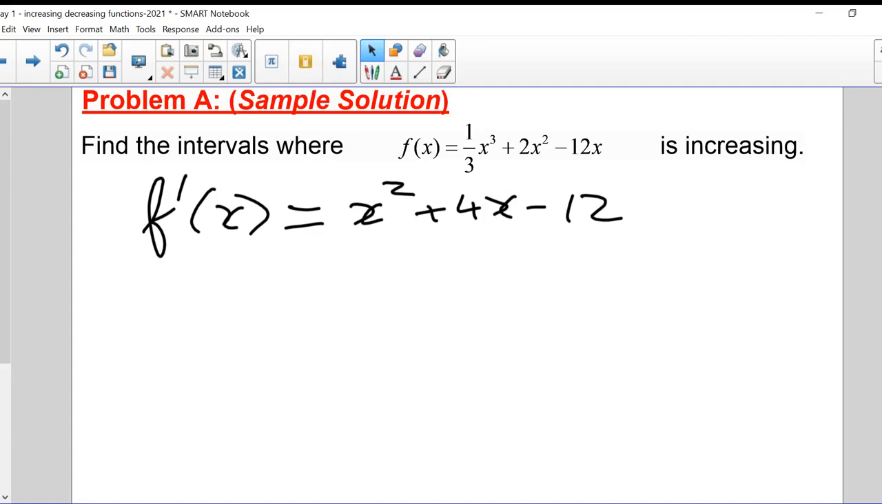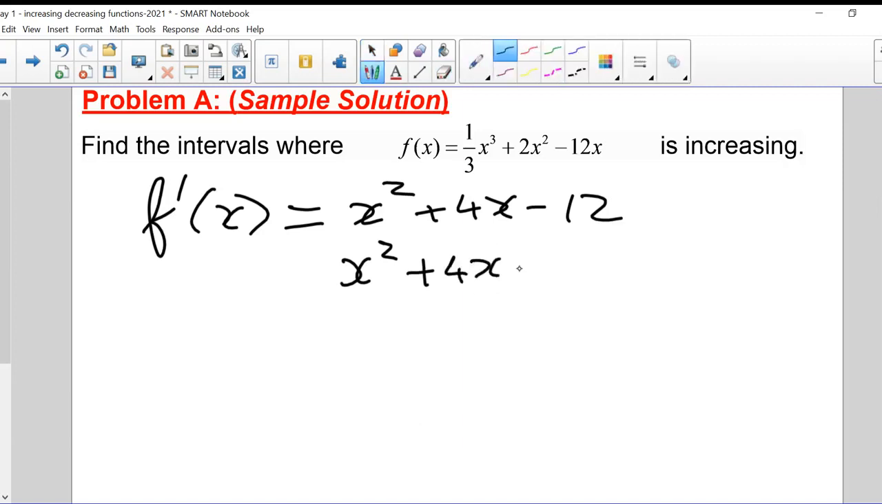If I want to know where the function is increasing, I need to know where this thing is positive. So I need to figure out where x squared plus 4x minus 12 is greater than 0. Not where it's equal to 0. Many times when we're doing this, we wanted to figure out where there was a horizontal tangent.